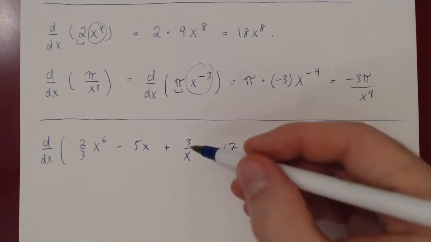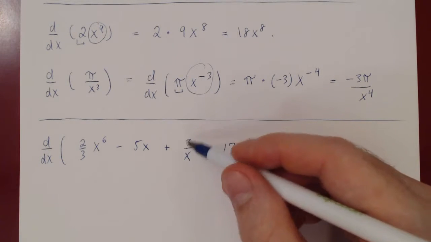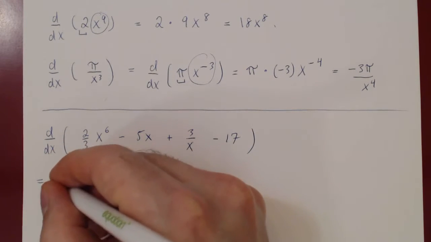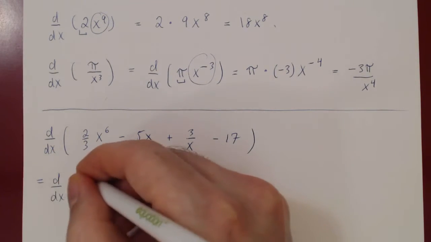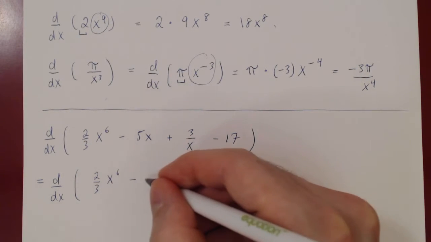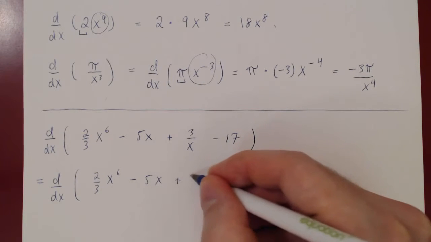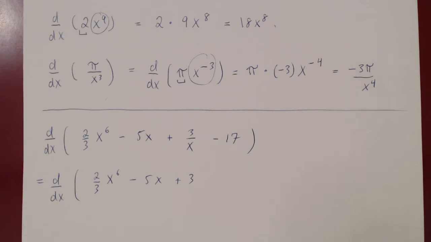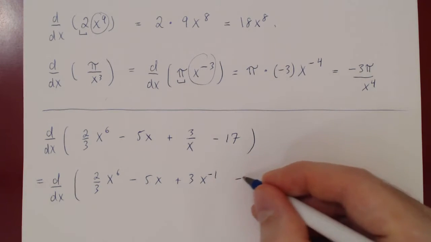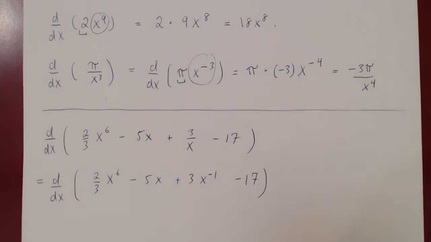Before we move on, we have to rewrite 3 over x as 3 times a power of x. So we have the derivative of 2/3 times x to the 6 minus 5x plus 3 times 1 over x is x to the negative 1, minus 17. And now we can apply all the rules together. Sum difference rule, constant rule, power rule, constant multiple rule.